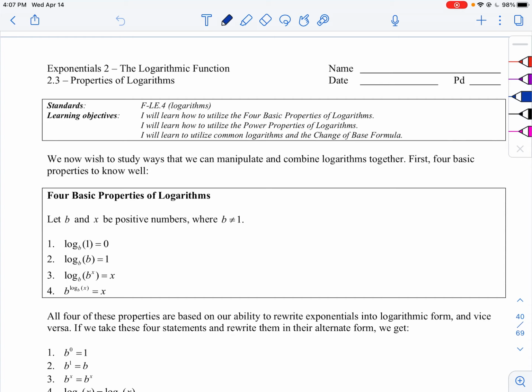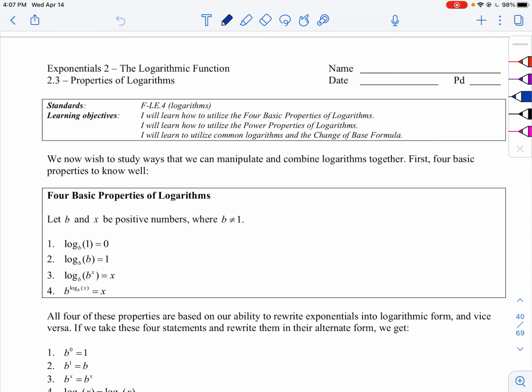Okay, so learning objectives: I will learn how to utilize the 4 basic properties of logs. I will learn how to utilize the power properties of log, and I will learn to utilize common log and the change of base formula. So we now wish to study ways that we can manipulate and combine logs together. First, the 4 basic properties to know well are these.